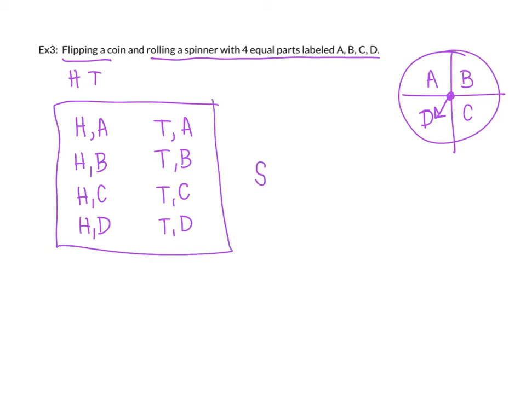If I wanted to put it in proper notation, I would have heads A, heads B, heads C, heads D, tails A, tails B, tails C, tails D. That's the sample space.